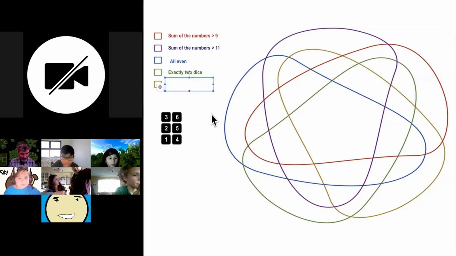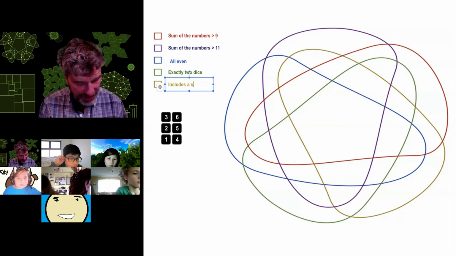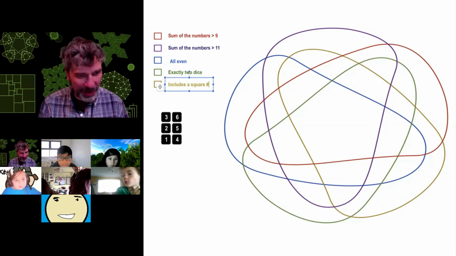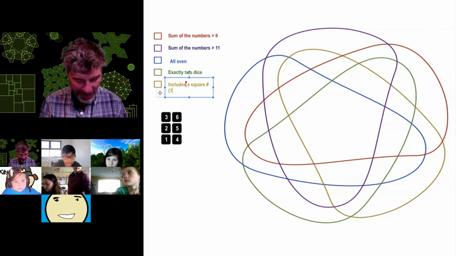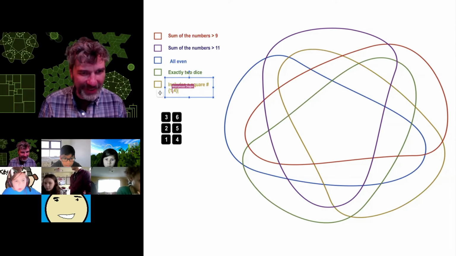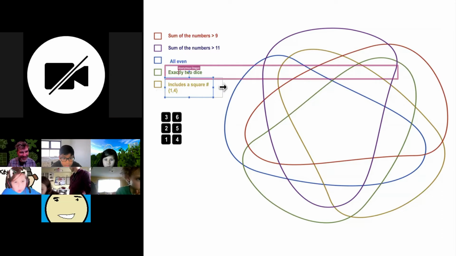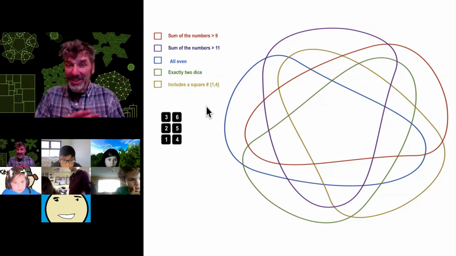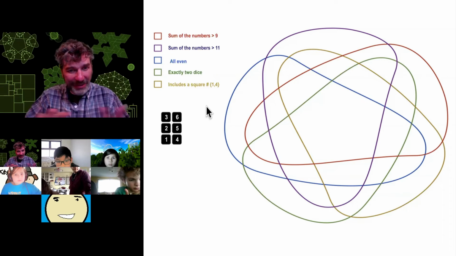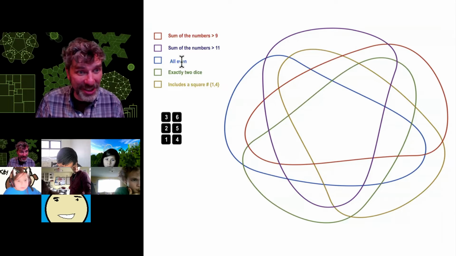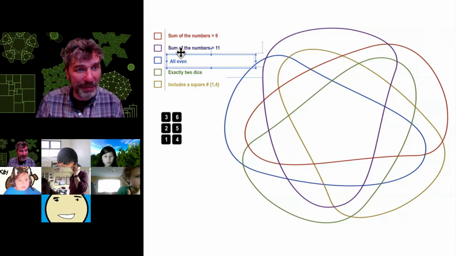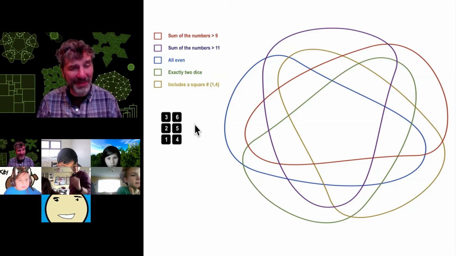Includes at least 1 square number. Includes a square number. Okay, so that would be like a 1 or a 4. Yeah. Okay. Good. So I now want to see how many of these areas inside for these 5 questions, how many of these can I possibly cover?